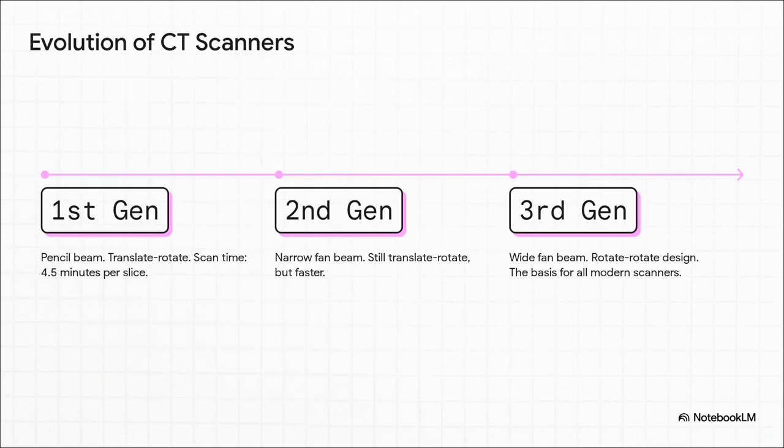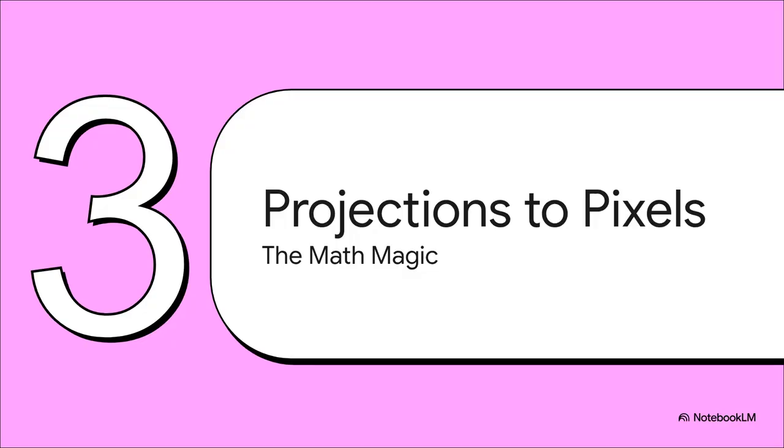Now, this technology didn't just appear overnight. The first scanners were painfully slow, taking minutes for a single slice because they had to move in a straight line, stop, rotate a degree, and repeat. The real game-changing breakthrough was the third-generation design you see here, which got rid of that clunky stop-and-start motion and enabled continuous high-speed rotation.